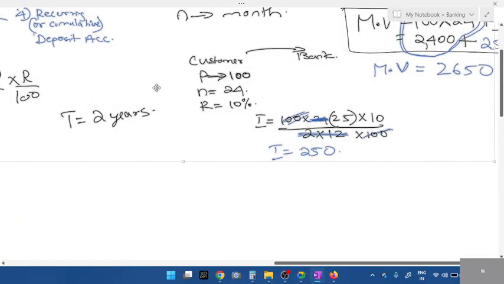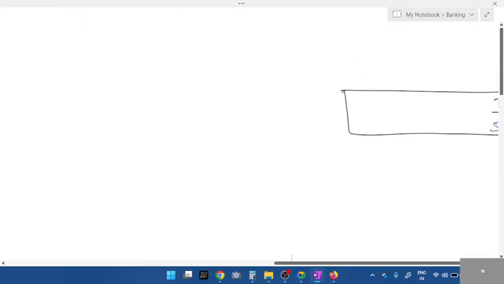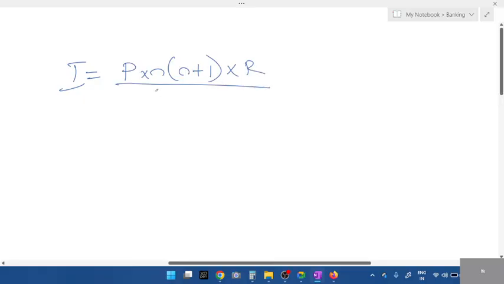You can invest. Time period depends on us, students. You can invest for 2 years, 3 years, it doesn't matter. Rate depends on the bank. Okay, rate is set by the bank. Now, according to the formula, interest is equal to P into n into (n plus 1) into r divided by 2 into 12 into 100.